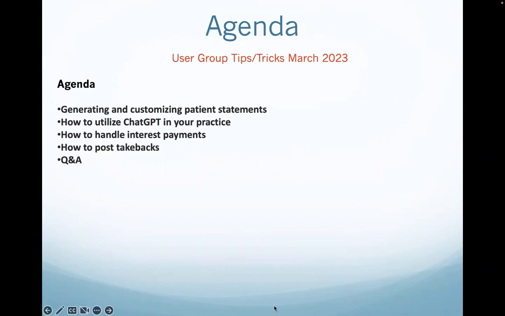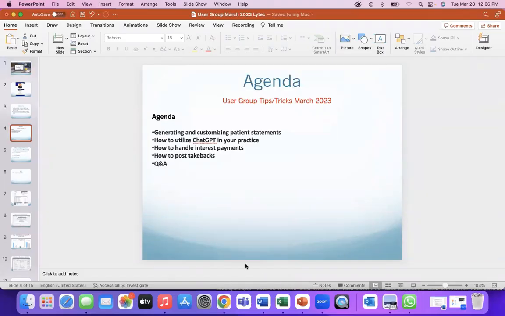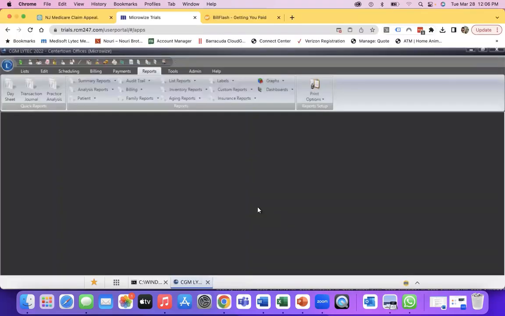So I'm going to get started here. The first thing we're going to do is look at the different methods of generating statements and how to generate a message on the statement. Statements are of two types. There are statements that you print on your own printer and send the old-fashioned way. And of course, there are statements using an add-on service such as Bill Flash or any other service. You will probably hear of more services available in the future, but they all work the same way.